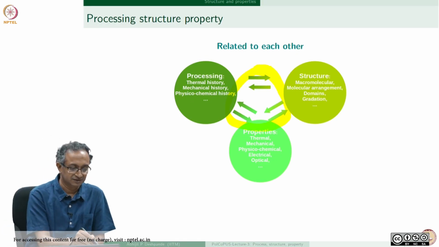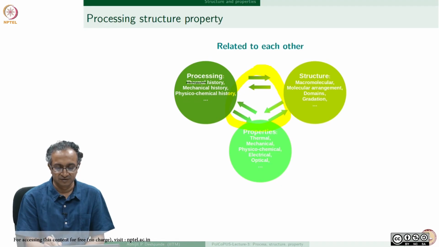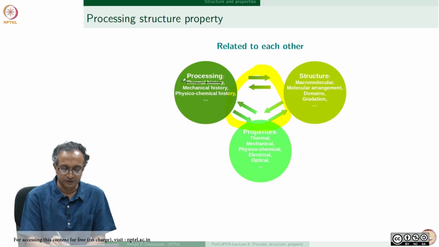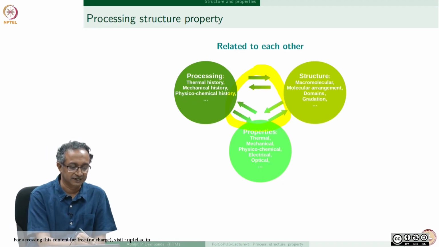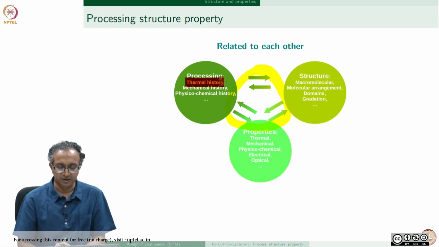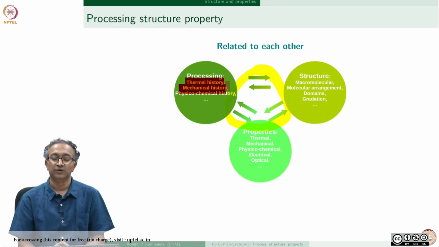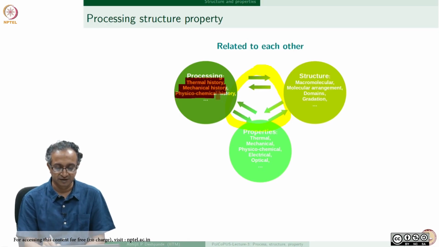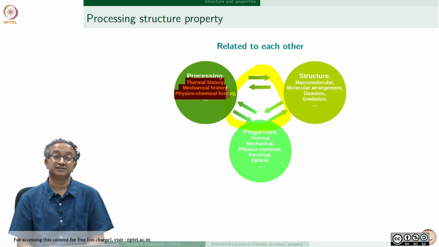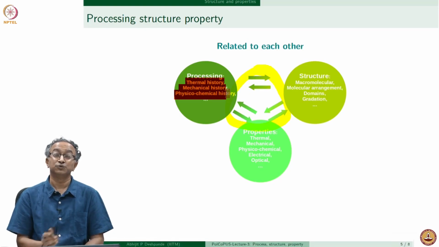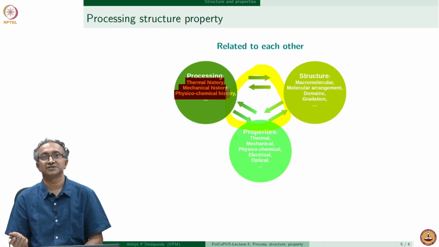When we say processing, we talk about what it was heated to, what it was cooled to, what was the thermal history of the material. When we talk about processing, we stretch the material, we make it flow, and of course when we process it, it could be along with a plasticizer, it could be along with a solvent. So there is always a physico-chemical, mechanical and thermal history associated with processing, and two different processing operations will therefore lead to two different sets of structures and therefore different sets of properties.